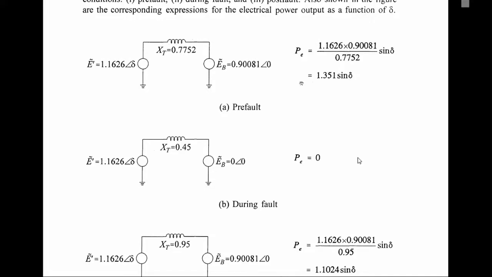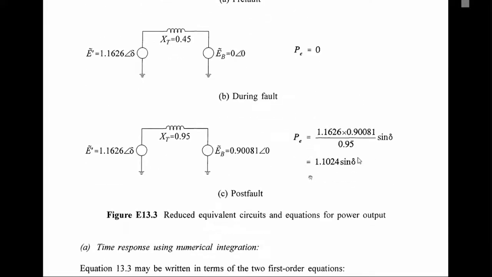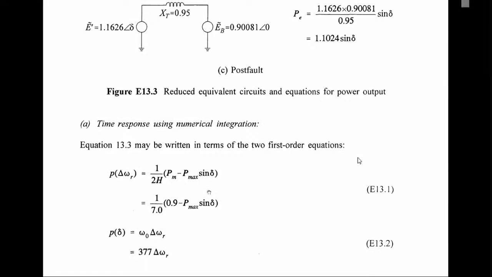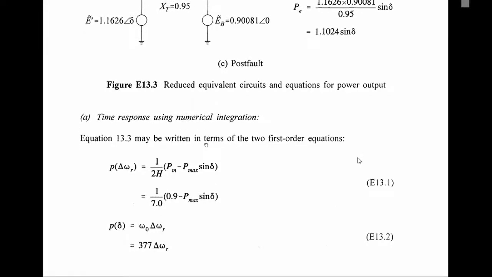Before the fault, that is it. During the fault, it is 0, because everything is shorted during the fault. During the fault, the power is 0. Then after the fault, the power flowing through that transmission line from the single machine model is 1.1024 sine delta. Now they have used a numerical integration method to find a solution.